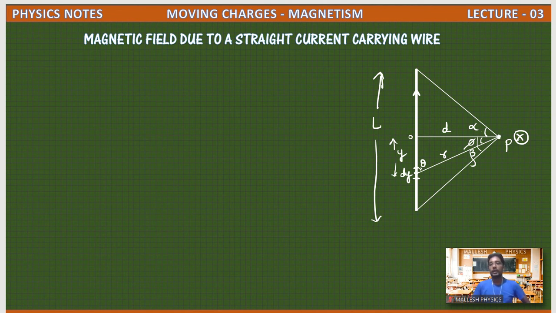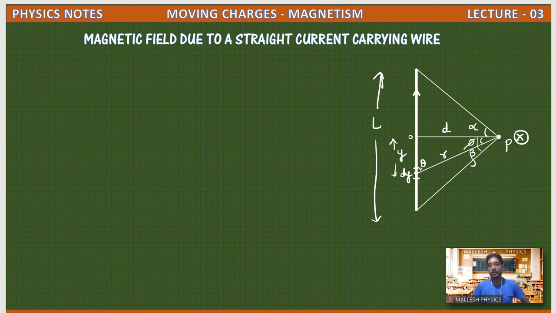Now we are going to find the magnetic field at a point P, which is at a perpendicular distance d from the point O on the wire. To calculate the magnetic field at this point, we have to consider one small element. According to the Biot-Savart law, dB is equal to mu naught by 4 pi, I dl sin theta by r square. Here the small element dl is dy.